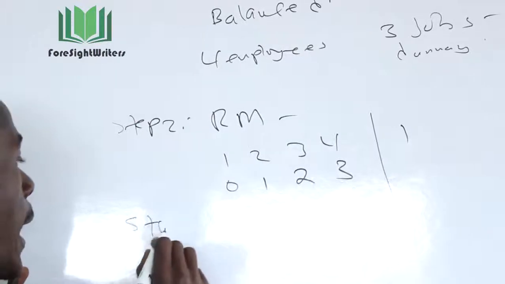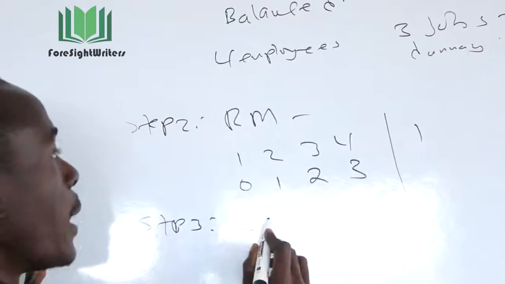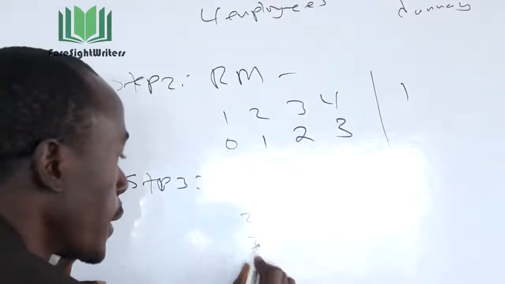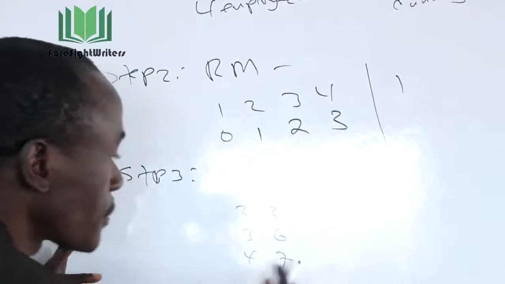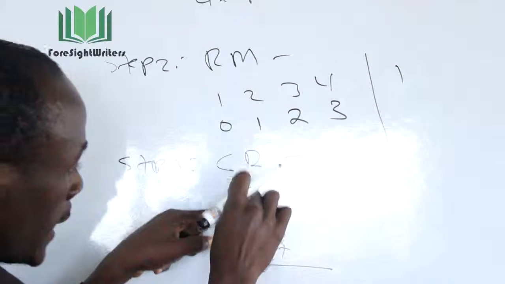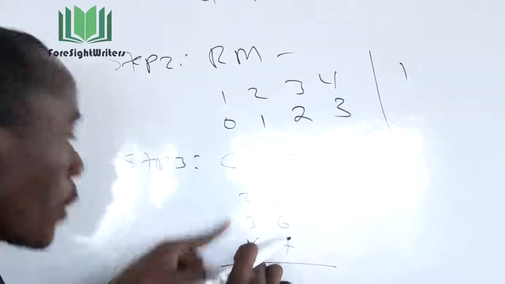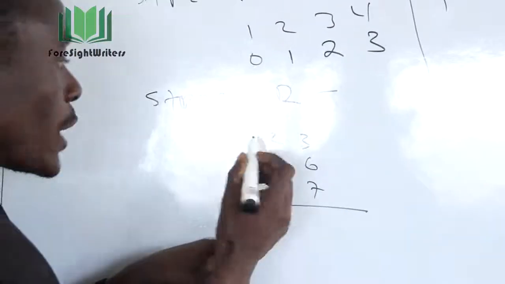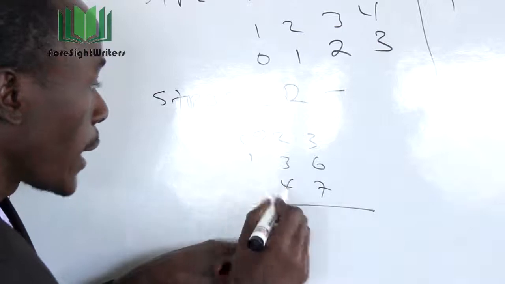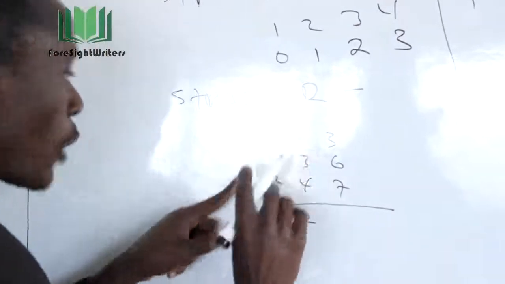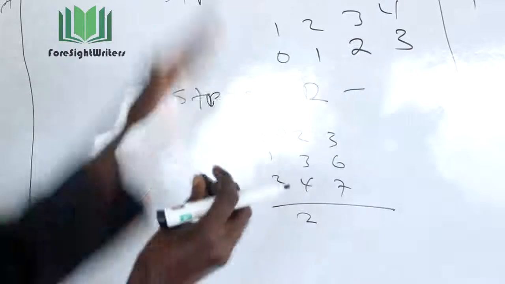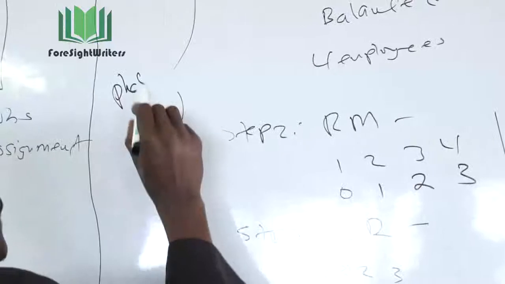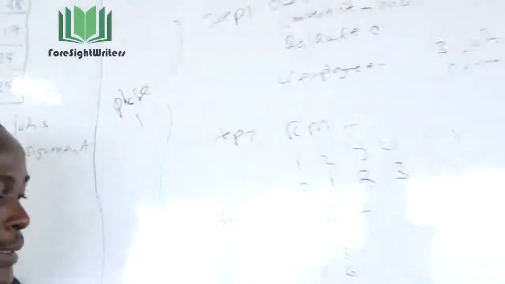Then step 3 is you do what we call column reduction. Under column reduction, if you have a column of 2, 3, 4, you check the least value in the column. The least value here is 2. We use 2 to reduce that column. So this will transform to 0, this becomes 1, and this becomes 2. That is what we are supposed to do. Now step 1, step 2, and step 3 normally are called phase 1 of solving an assignment problem.